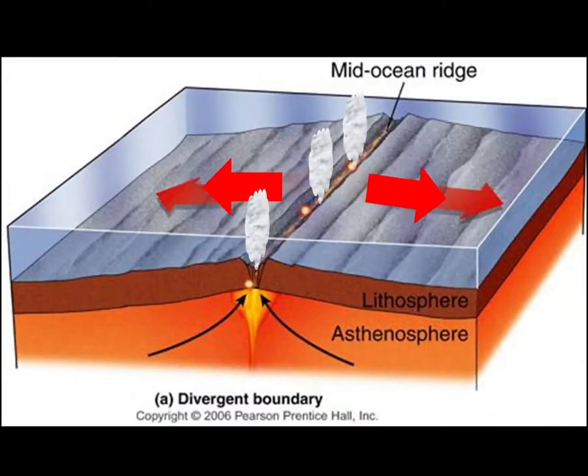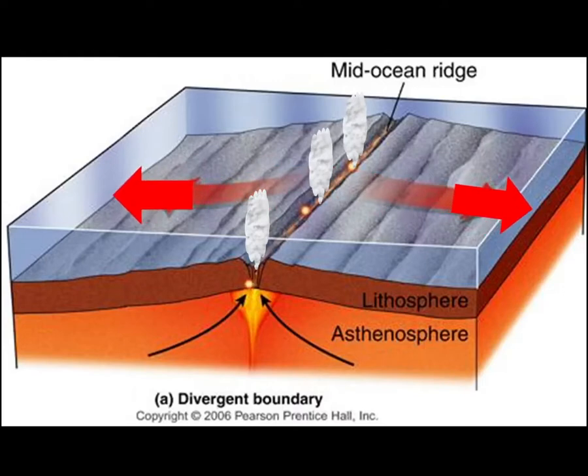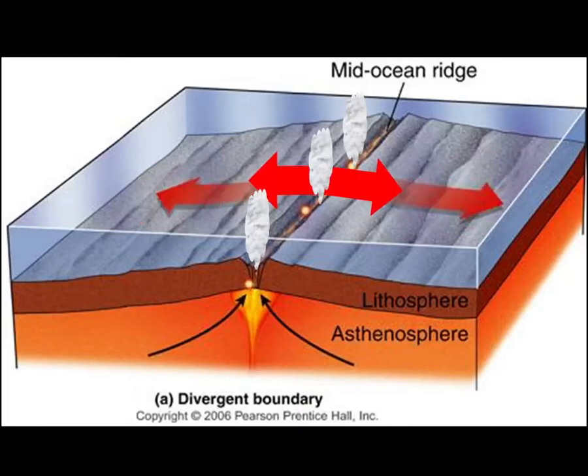We will first look at divergent margins. This happens when tectonic plates move away or diverge from one another. When plates move away from one another, the mantle is exposed and magma will move upward and out onto the surface of the Earth as lava, which cools and makes new crust.